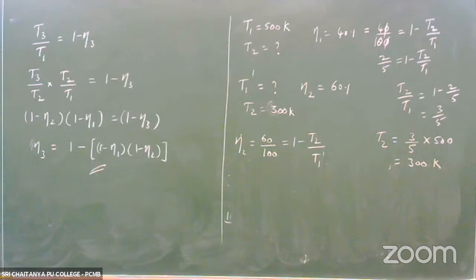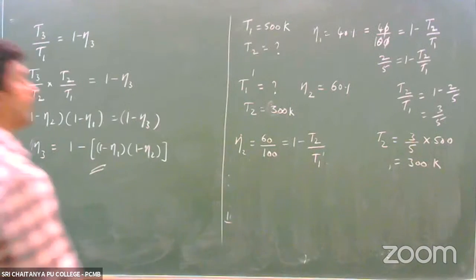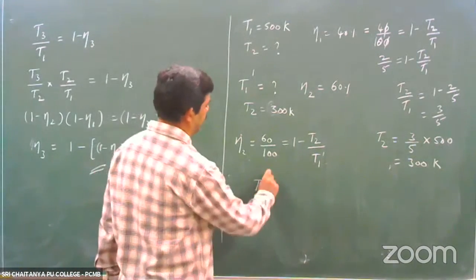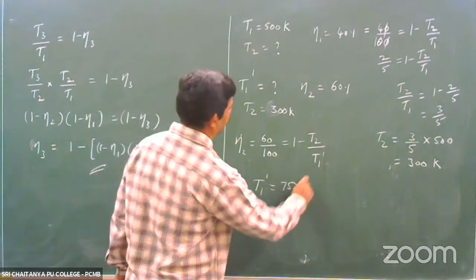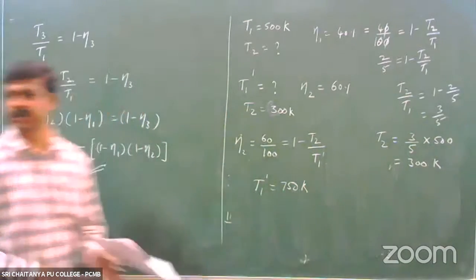How much did you get? 750 you have to get. See, if you calculate, you get T1 dash is equal to 750 Kelvin. Calculate and see.